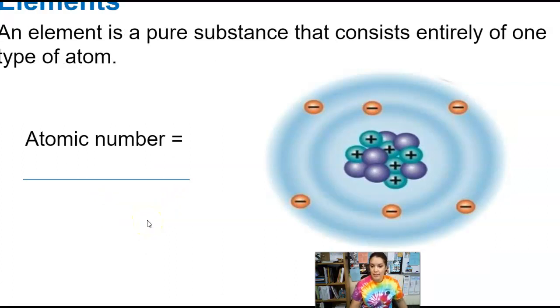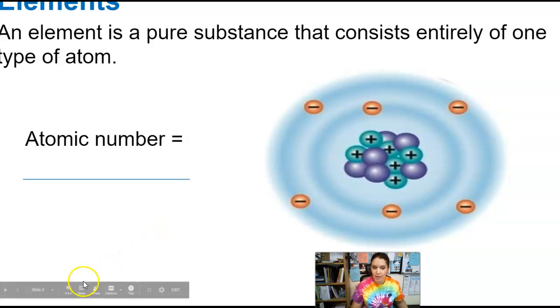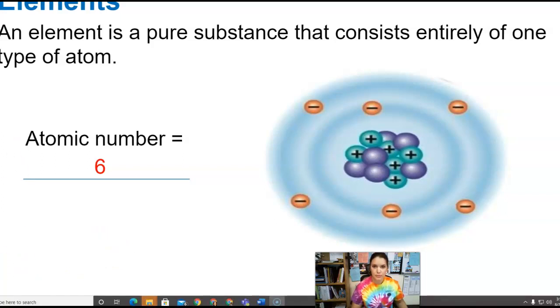An element is a pure substance that consists entirely of one type of atom. So what would the atomic number be here? Anybody know? It is 6. The atomic number is representative of the amount of electrons in the outer orbitals.